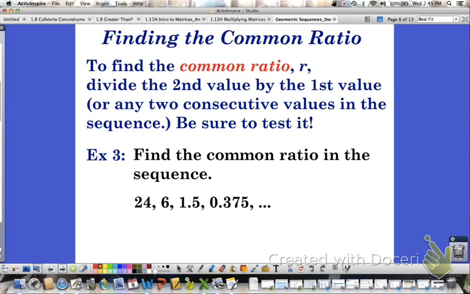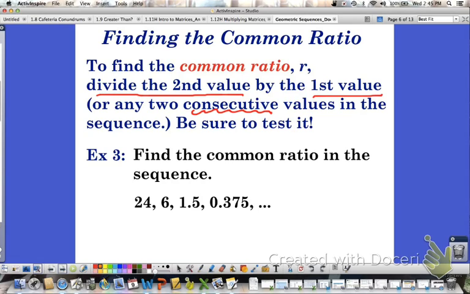Now, you might also be asked to find the common ratio in a geometric sequence. The common ratio is just that number that you are multiplying by to go from step to step. It's not very hard to find it. All you do is divide the second value in the sequence by the first value. Or you could do any two consecutive values, any two numbers that are right next to each other. That's what consecutive means, in order to find out what you're multiplying by.